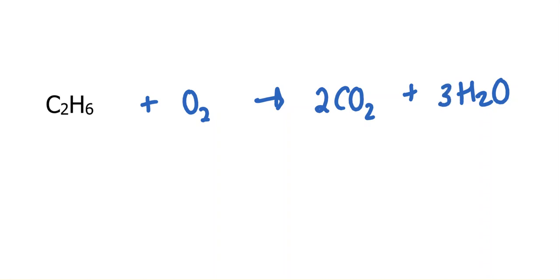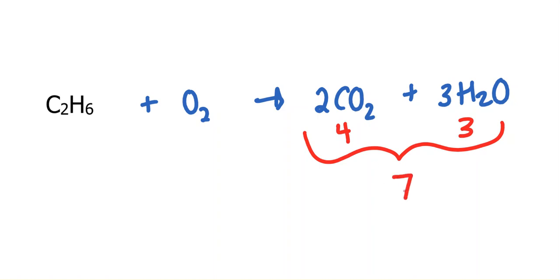Okay, then I'm going to look at my oxygen, and I'm going to look on this side. How many do I have total? Well, I have 2 times 2, that's 4 oxygens there, and 3 there. That gives me a total of 7 oxygen atoms in my product. When I go over here, I need 7. I don't have any there. I need to get 7 out of this.